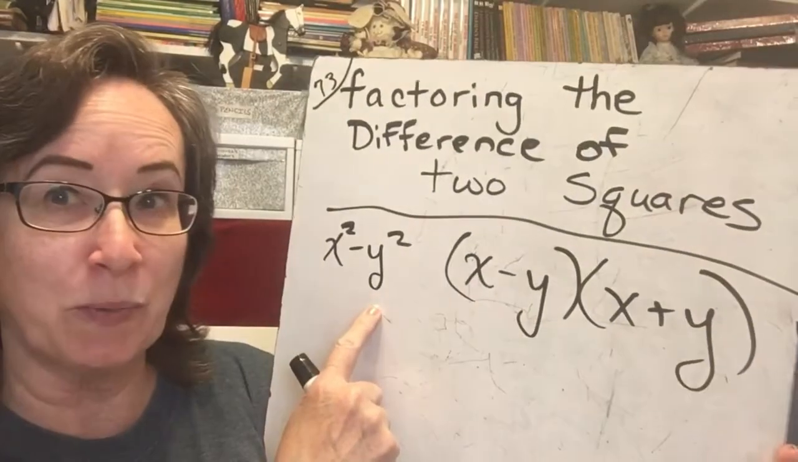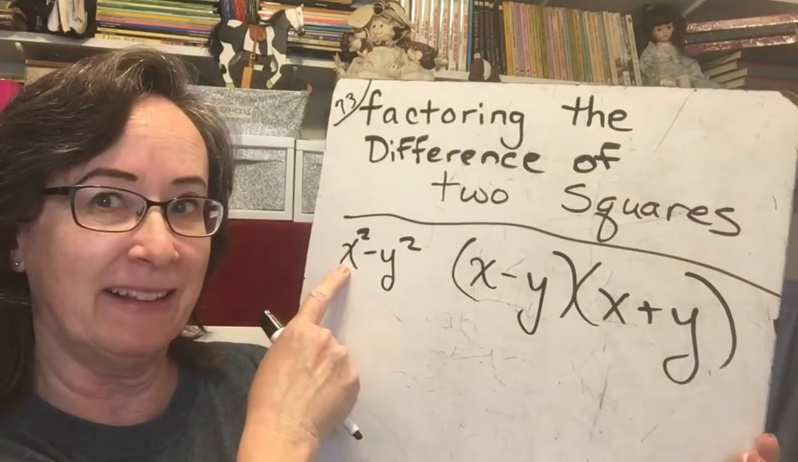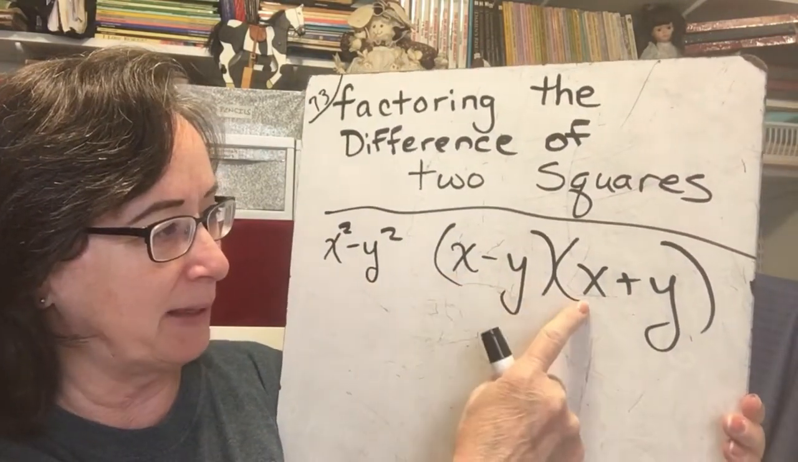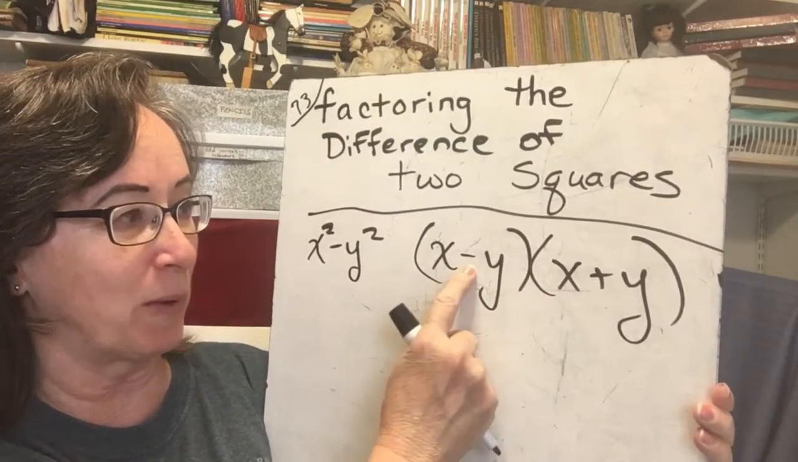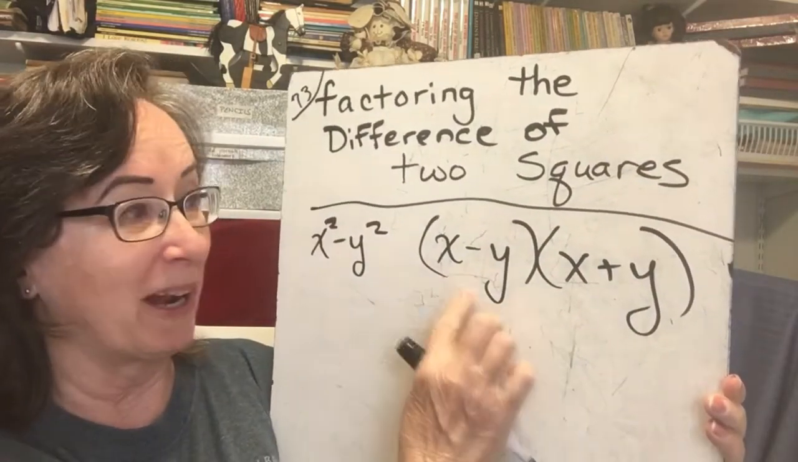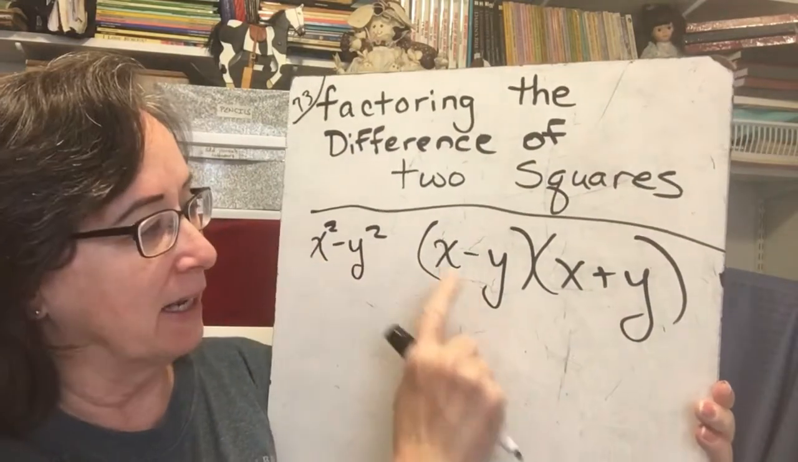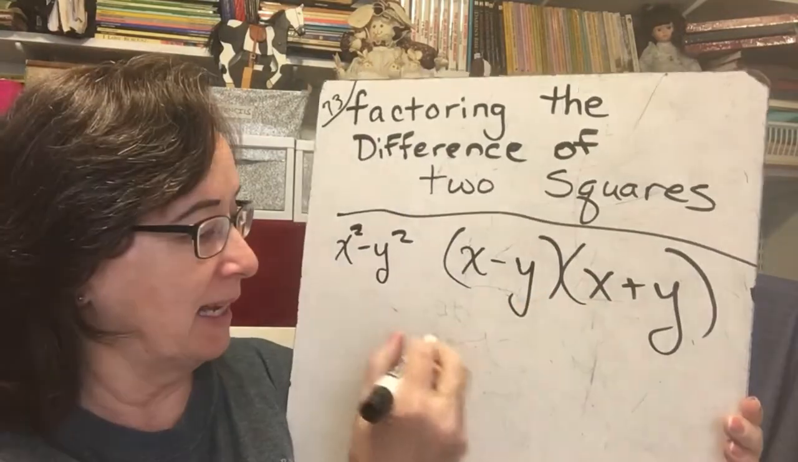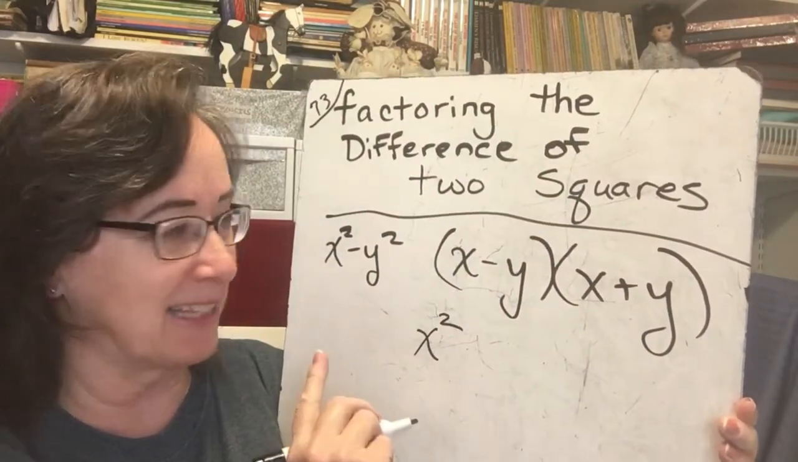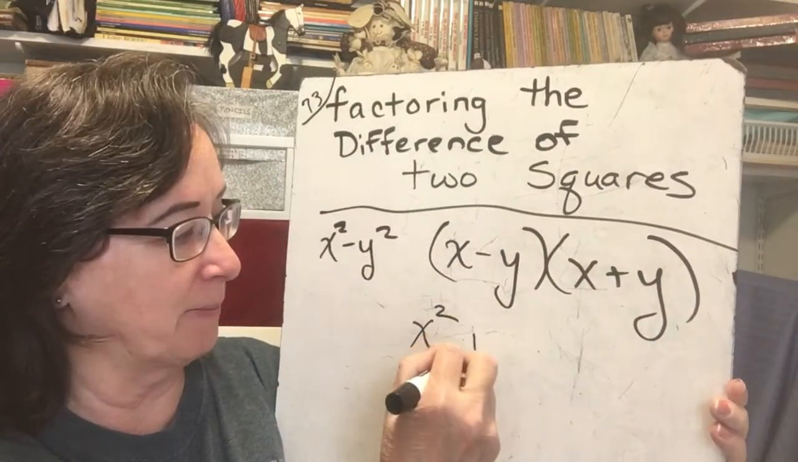Let's take the first one that was on my board, x squared minus y squared. If I take the square root of this one and the square root of this one, and I put them in two parentheses with a minus and a plus, guess what? When I FOIL this together, I get this. Let's try it. X times x is x squared. Remember, FOIL is first, outside, inside, last. Outside is positive xy.